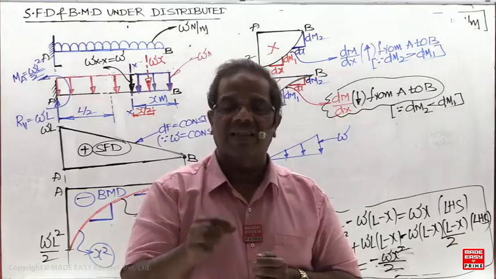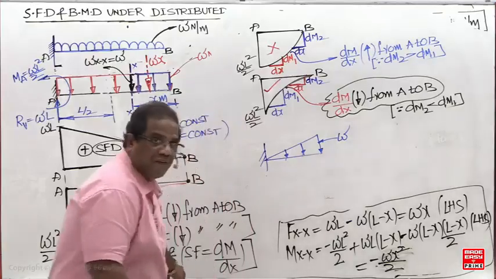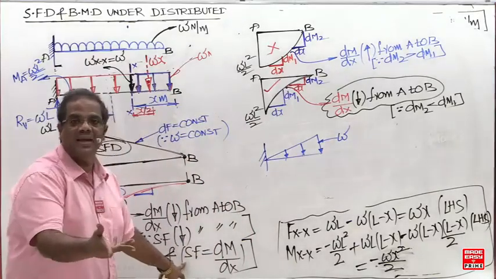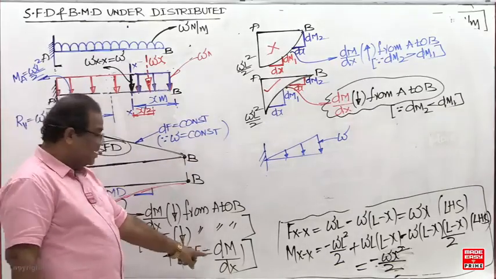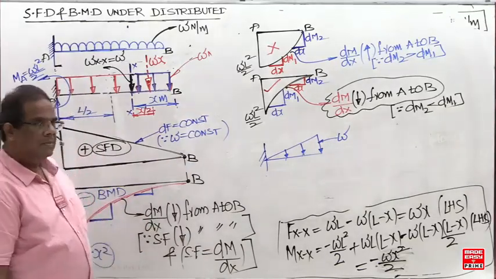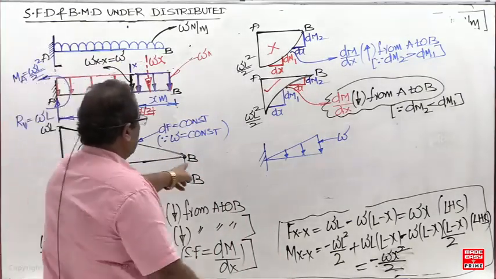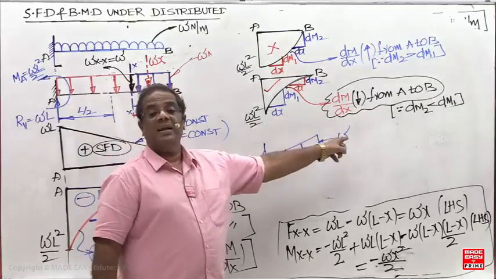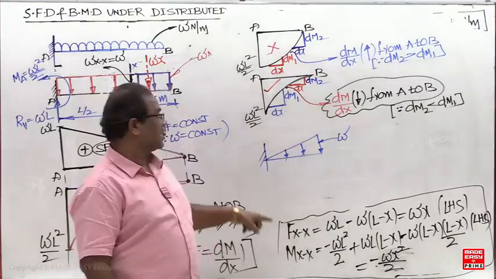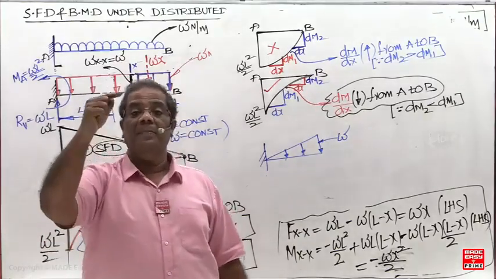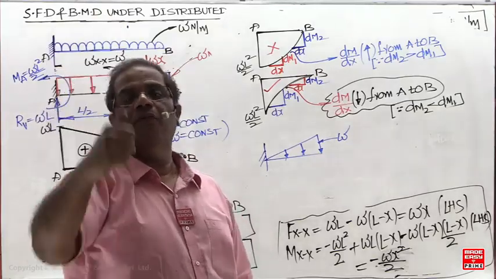If shear force increases, F equals dM by dx. When F increases, dM by dx increases. When F decreases, dM by dx decreases. So left to right, shear force decreasing means dM by dx should decrease. Same thing here also: load intensity increases, so the slope of the SFD should increase. The slope of the SFD depends upon the load intensity. The slope of the BMD depends upon the shear force.